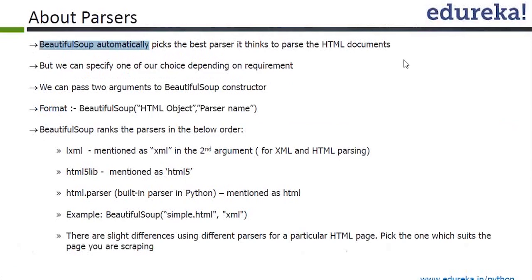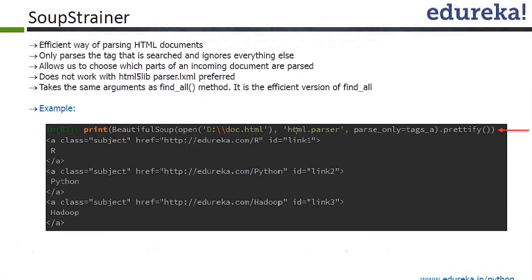So there are multiple parsers. Generally we don't specify one; we let BeautifulSoup decide. But you can pass your parser if you know which parser you want, depending upon the requirement. We can pass two arguments to the BeautifulSoup constructor: one is the HTML object and the other is the parser name. BeautifulSoup has its own ranking of parsers. It takes lxml by default, mention xml as the second argument, html5lib is mentioned as html5lib. You have the HTML parser as well. So you see this, you can use a parser something like this.